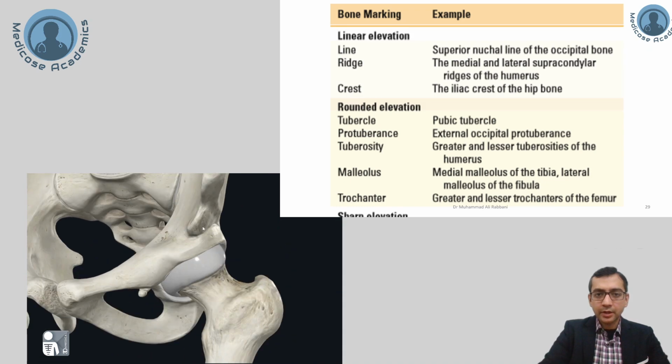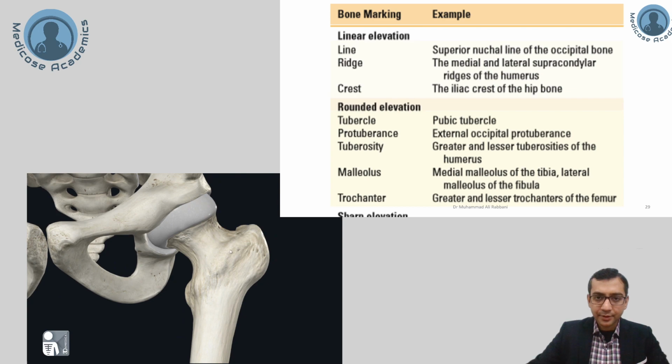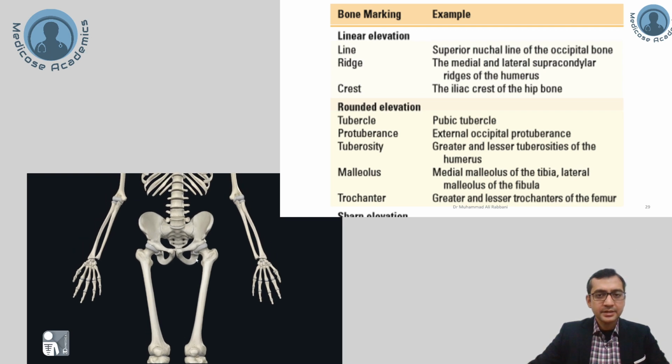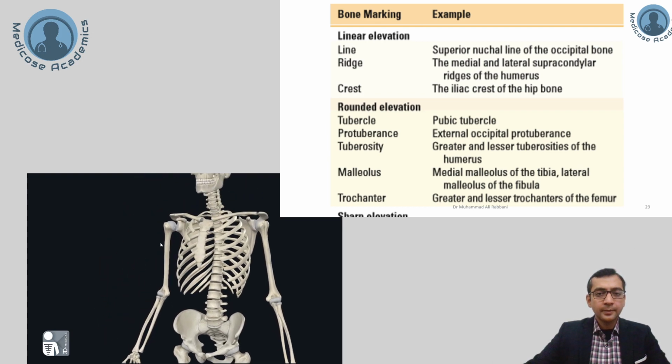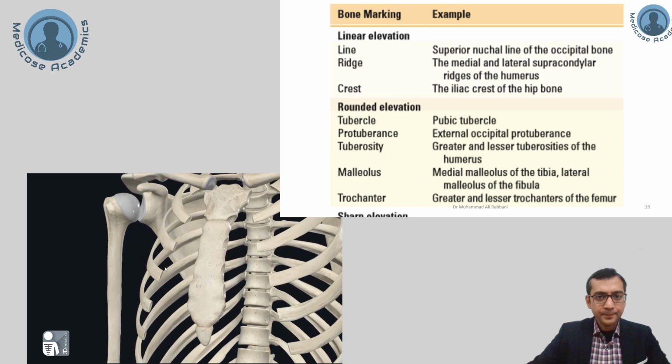This is the intertrochanteric line that is present between the greater trochanter and lesser trochanter. This will be the intertrochanteric line. So these are the lines. Ridge. These are the raised areas. Ridges. These are the medial and lateral supracondylar ridges of the humerus. These are basically sharp raised areas. Let me show you right here.